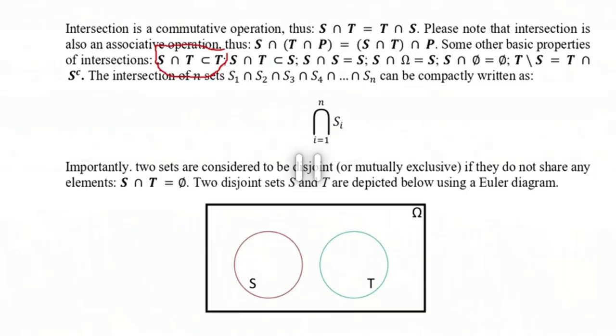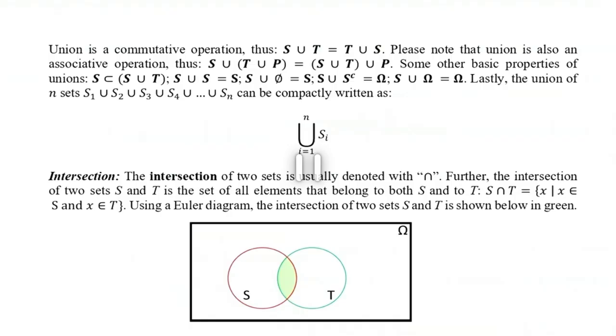Now I have S and T, right? The common part between S and T belongs to T. How do I know it belongs to T? Let's take a look at this. What is the common part between S and T here? The common part is here, right? What does it belong to? It also belongs to T. Can you see that? And at the same time, it also belongs to S. Can you see that? So that's what I mean.